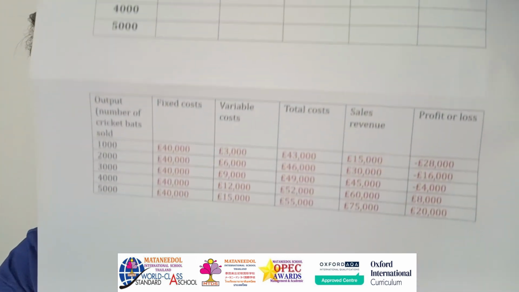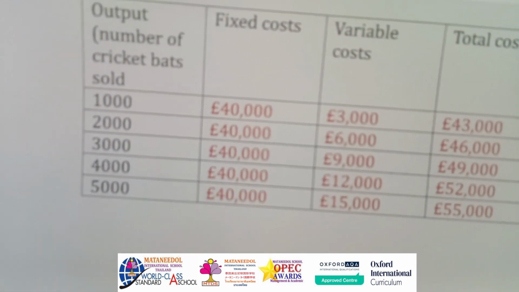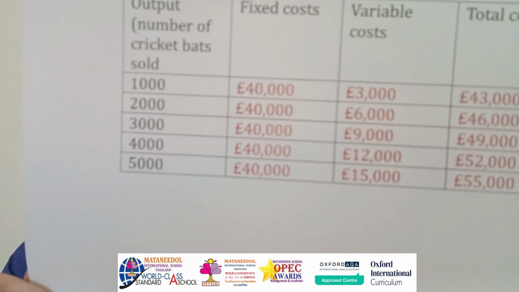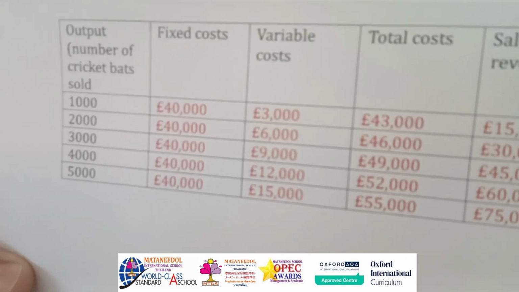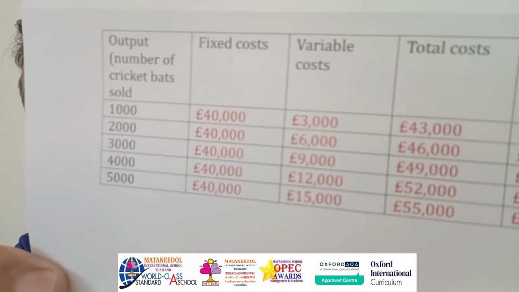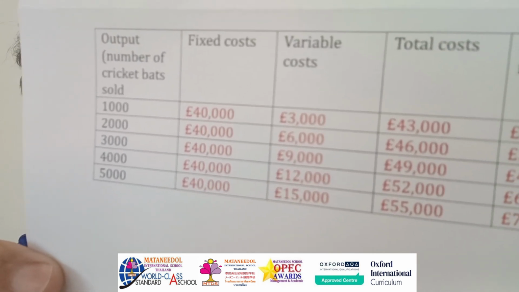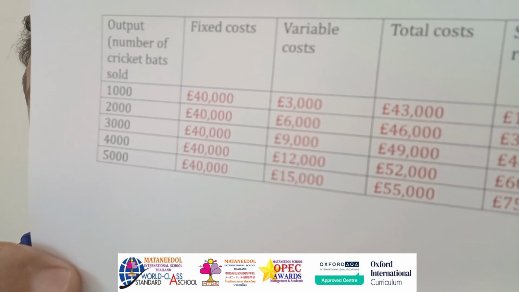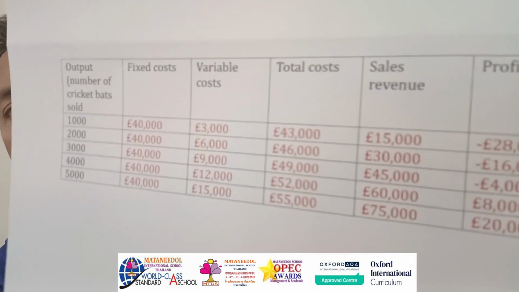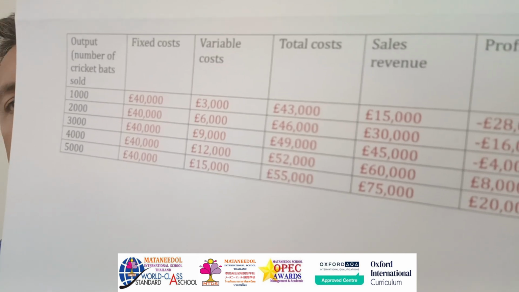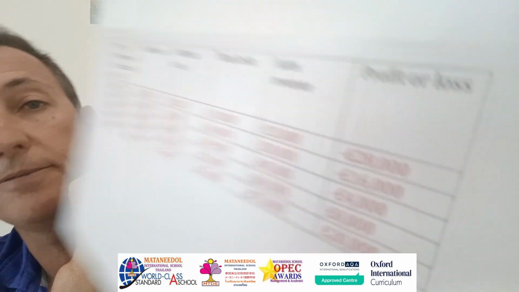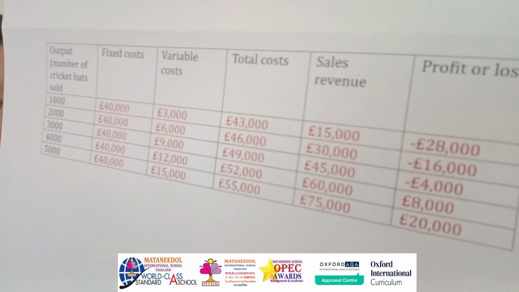Now if I go to a completed table, you can see the variable costs: £3,000, £6,000, £9,000, £12,000, and £15,000. Their total costs, which is fixed plus variable costs, total up to £43,000, £46,000, £49,000, £52,000, and £55,000. The sales revenue is the number that they're going to sell the bats for. So if they make 1,000 bats, they're only going to make £15,000. So you can see they're going to be making a loss.